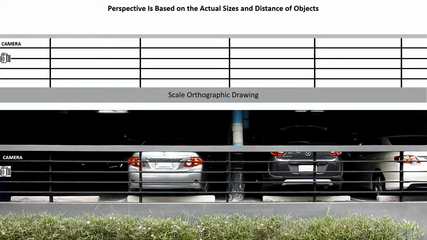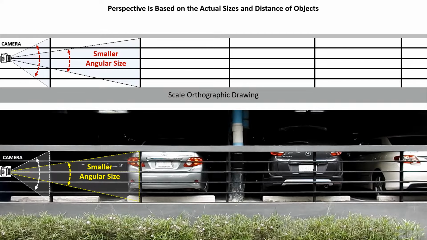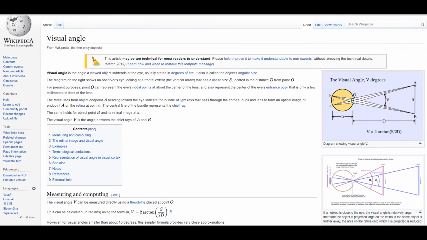So this was the location of my camera in that video. And the angular size of the first post in the orthographic view matches what my camera saw in reality. And since the second post was farther away, of course it had a smaller angular size compared to the first post. And not surprising, this matches the definition of visual angle.